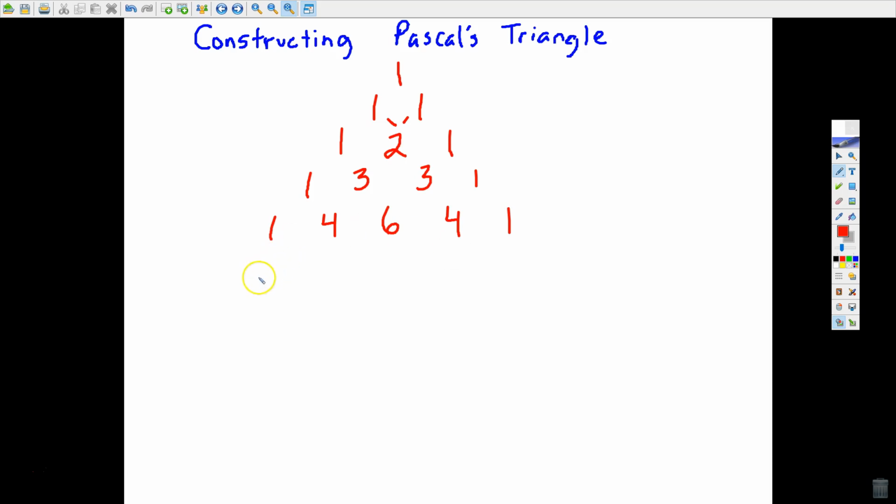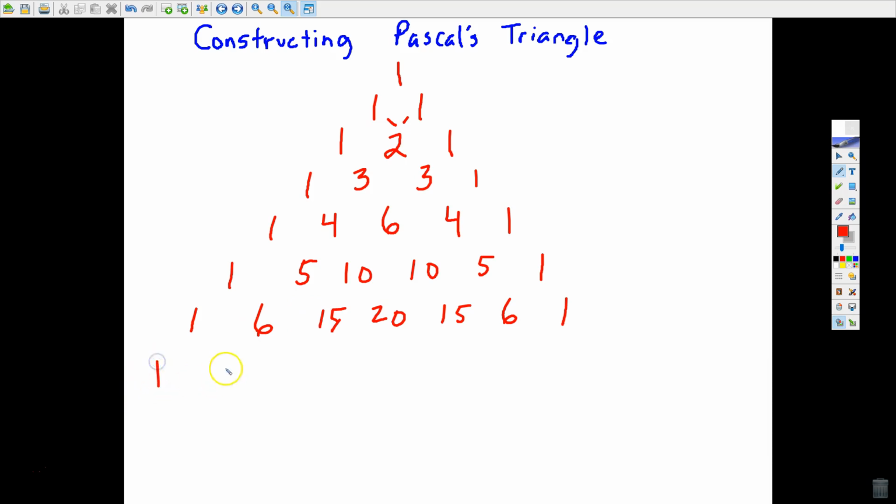Sarah, can you give me the next row? Awesome. Very good. Kate, can you give me the next row? Well, we got to start with 1. Awesome. Let's do one more. We could do this forever. Colin, give me the next row. 1, 7, 21, 35. That's right. 20 and 15. Okay. Good.